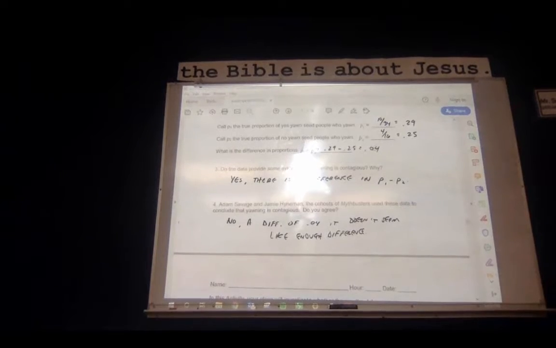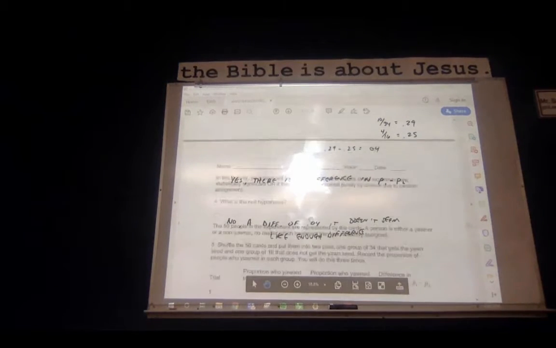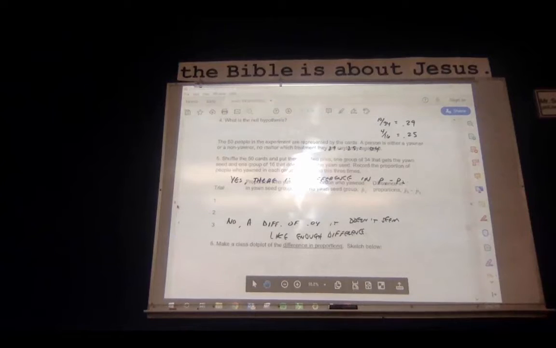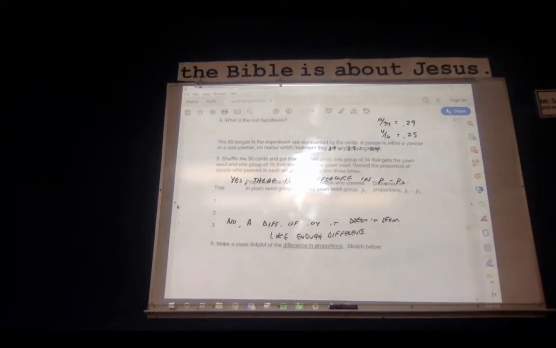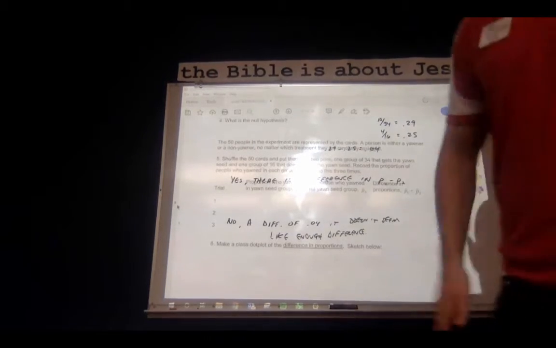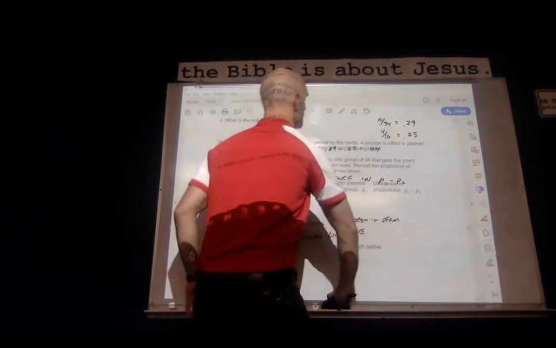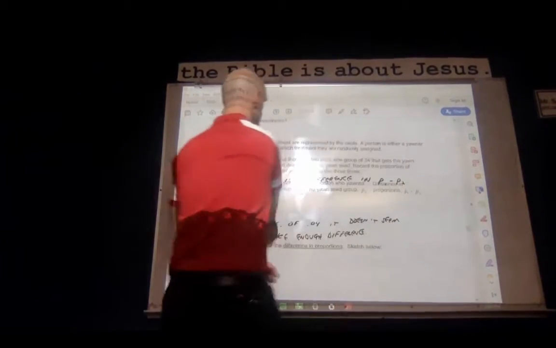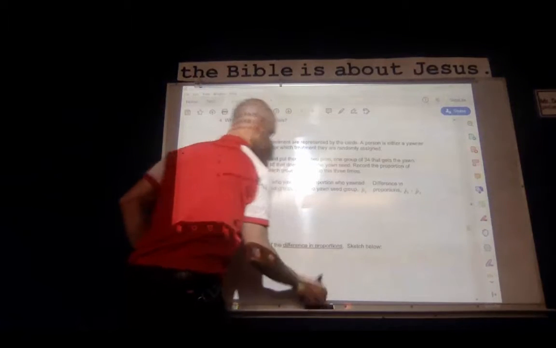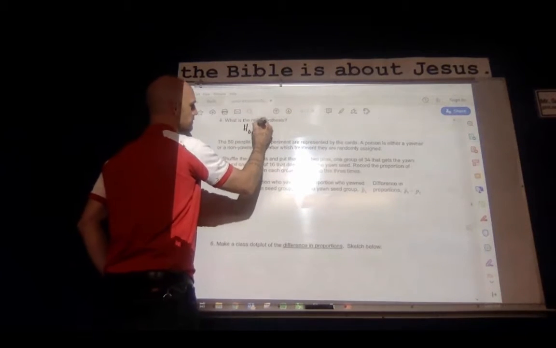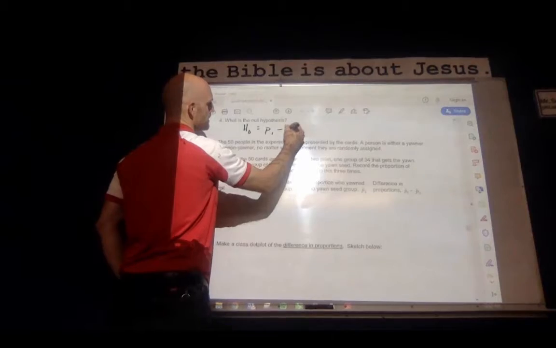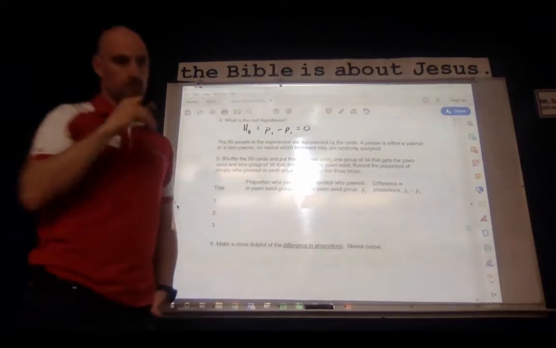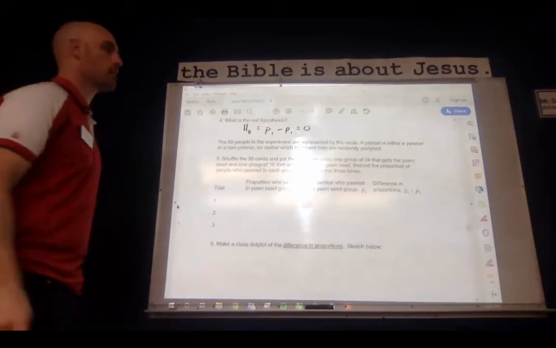I want you to think about that for a second. So what are the two proportions that I'm dealing with? We try to make it easy. It's literally p sub 1 and p sub 2. My null hypothesis is that there's going to be no difference. So what we're going to say for our null hypothesis is H sub 0: p sub 1 minus p sub 2 is equal to 0.